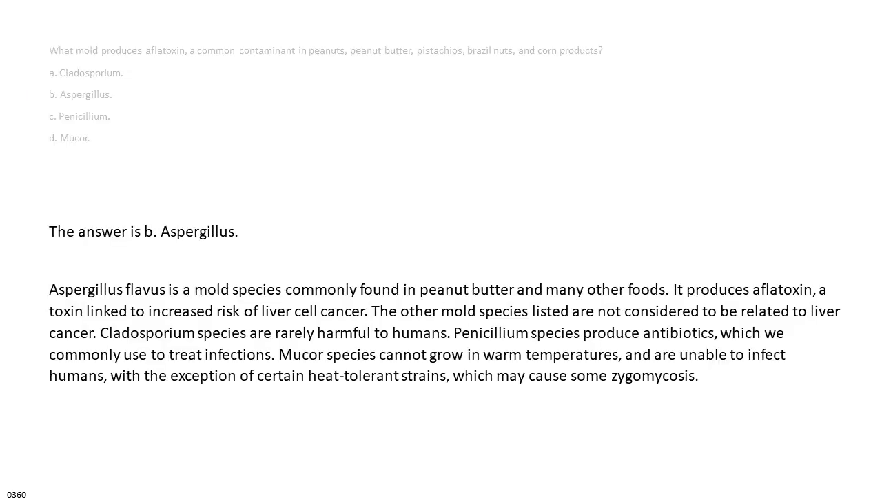The answer is B. Aspergillus. Aspergillus flavus is a mold species commonly found in peanut butter and many other foods. It produces aflatoxin, a toxin linked to increased risk of liver cell cancer. The other mold species listed are not considered to be related to liver cancer.